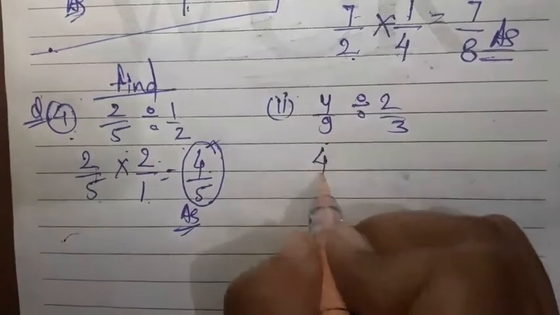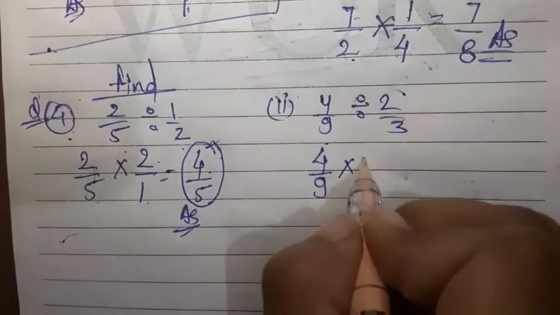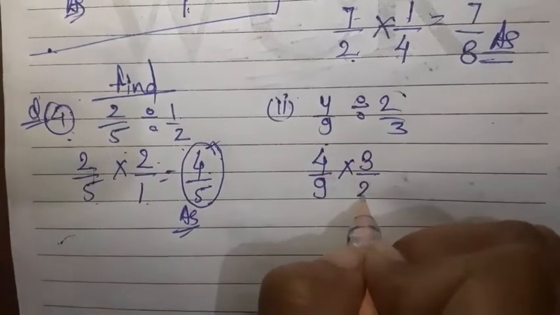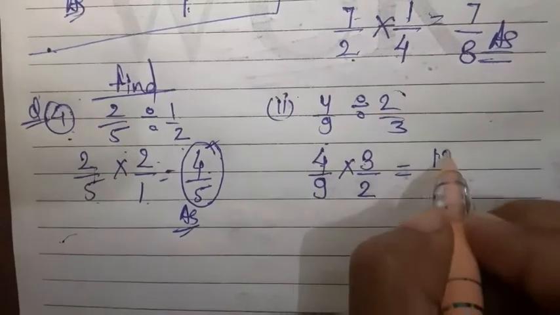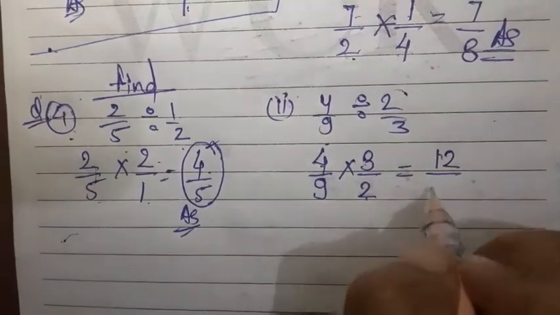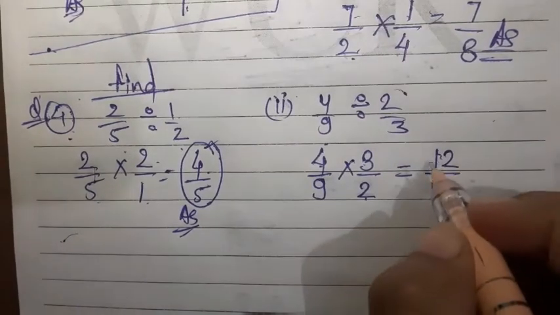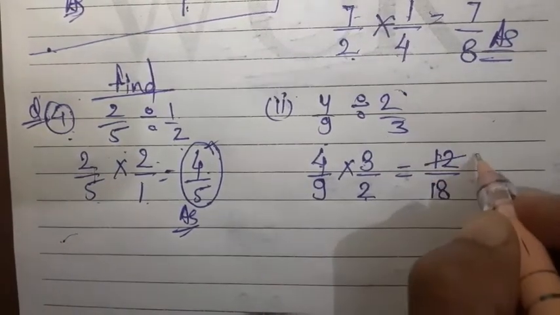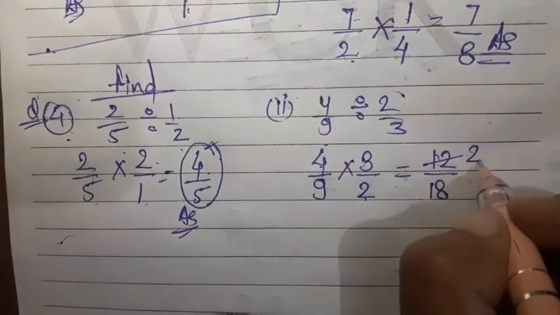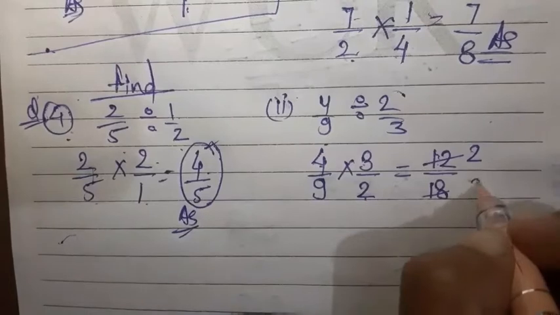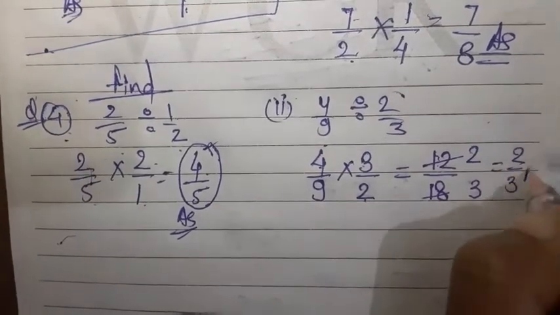Now next here we have 4 by 9, change the sign, and this value changes to 3 by 2. Now multiply this value. So 4 times 3 is 12, and here 9 times 2 is 18. Now change into simplest form. So here this value is divided by 6, because 6 times 2 is 12 and 6 times 3 is 18. That means the answer is 2 by 3.